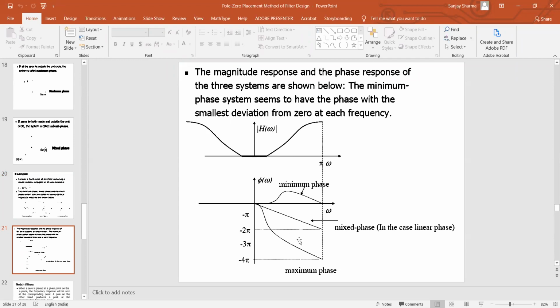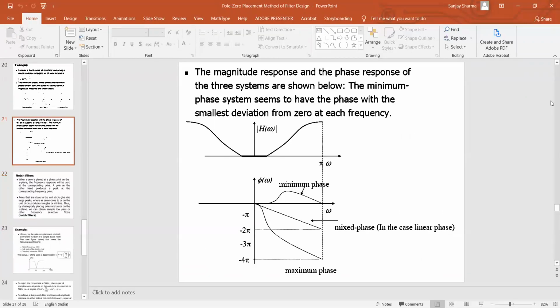But in the case of phase, this is for the first, this is minimum phase change. This is for the mixed phase case when there is a phase change, but slightly between minimum phase and maximum phase. And for the maximum case, the phase change will be maximum. That's how you must understand how the placing of zeros and poles outside or inside the unit circle makes the system behave. It will affect the phase of the system. All right.